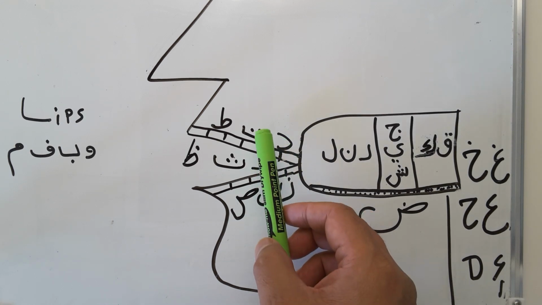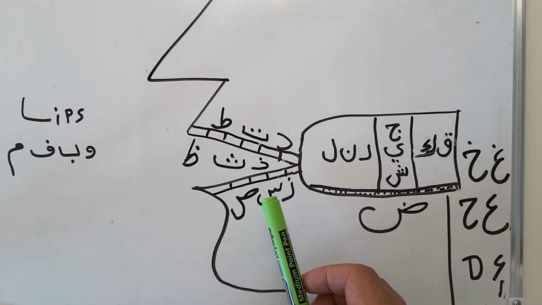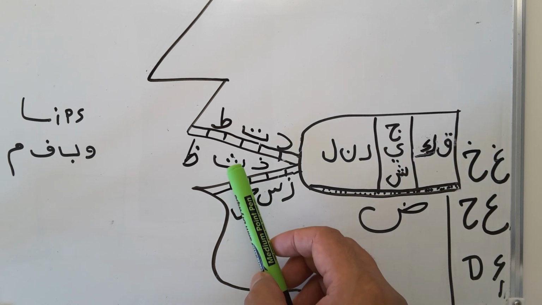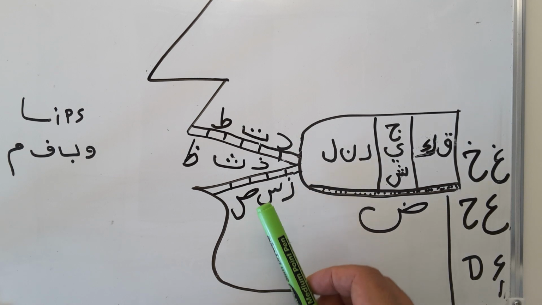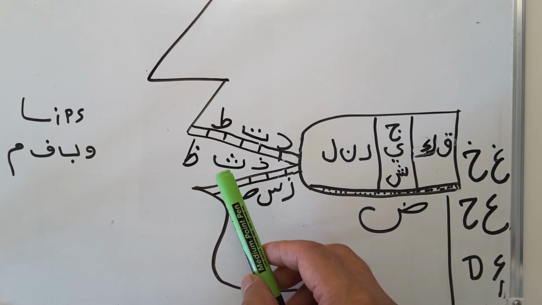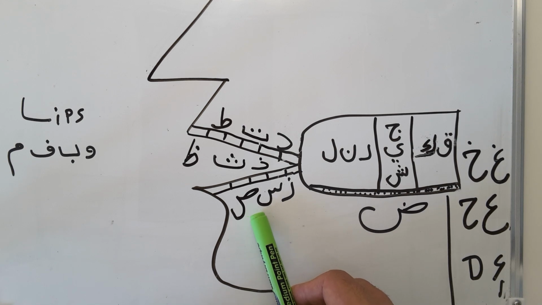Dal, Zal, Ta, Sa. And this is a Sin and Sod. The three sounds are similar, Sa, Sin, and Sod. And the difference is that with Tha, you stick your tongue out. With Sin, it's more like a hissing sound. Keep your tongue at the back of the bottom teeth and say Sin. And then Sod is a heavy sound, but still the tongue stays at the bottom of the teeth here.